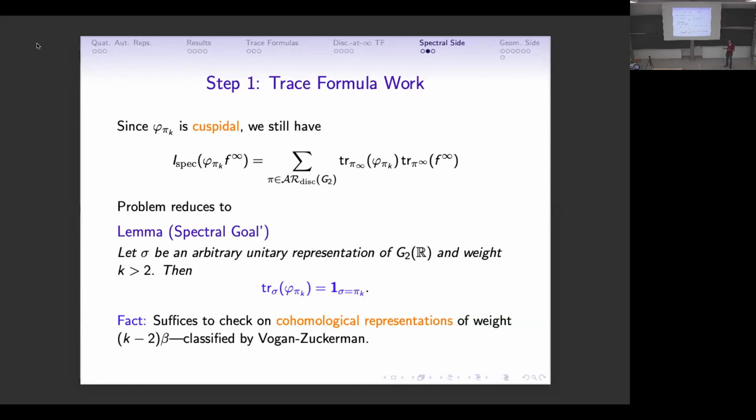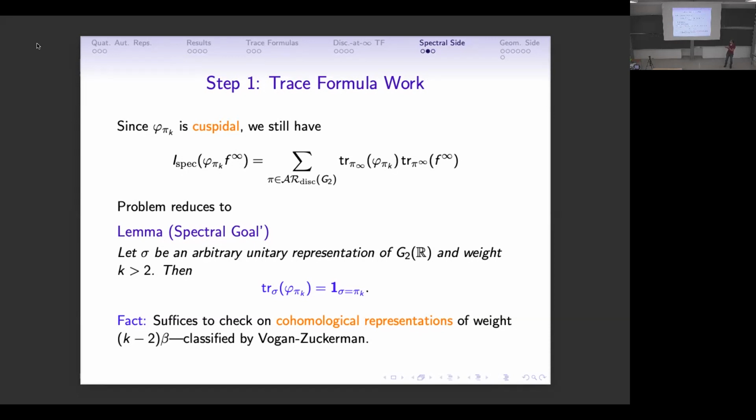of the correct weight. And these are representations that are classified by Vogan and Zuckerman. So maybe these days, the fastest way to see this fact is that there's a theorem that any unitary representation with this sort of infinitesimal character is going to be cohomological. But there are less high-powered ways to see this.